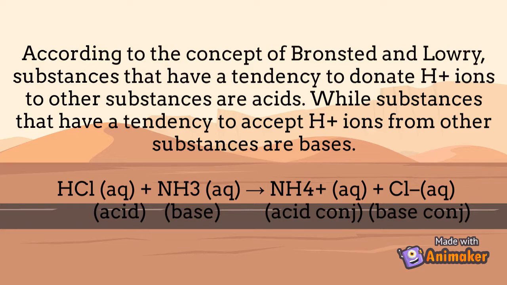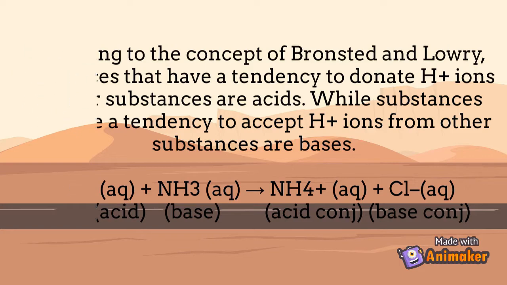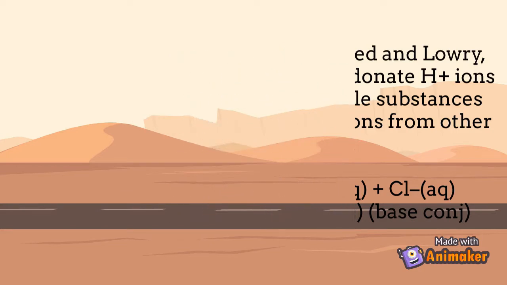In this reaction, hydrochloric acid donates a proton to ammonia and forms a positively charged ammonium ion and a negatively charged chloride ion. So, ammonia is a Bronsted-Lowry base because it accepts a proton. In the product section, chloride ion is called the conjugate base of hydrochloric acid and ammonium ion is called the conjugate acid of the base ammonia.